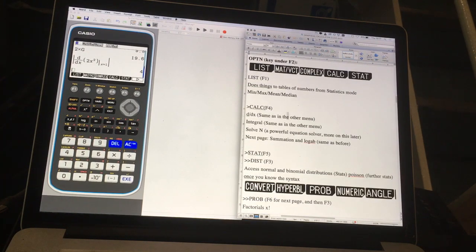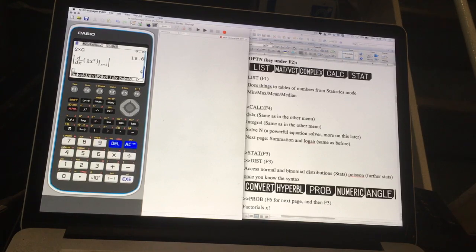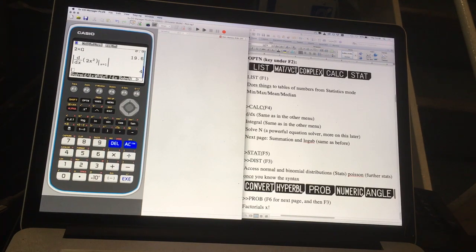Calc is a very powerful calculation device. So if you bring up the calc menu, you should see what's on screen there. So you've got dx, again, differentials, second derivative, integrals, and then you've got this thing called solve n. Solve n, I'm not going to go into today because it is quite complicated, but it's an amazing tool that you can use to solve pretty much any equation. So you can check all your answers to any equation that you have to solve in the exam. But I'll save that for next week because it does take some time. But that's where it is.